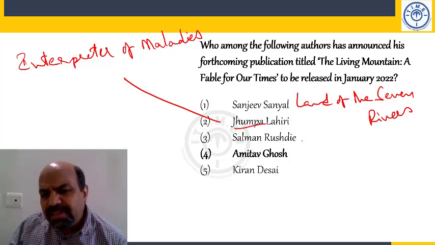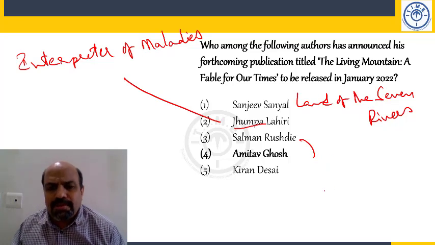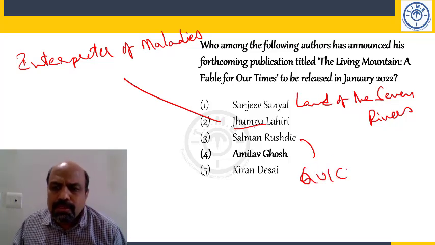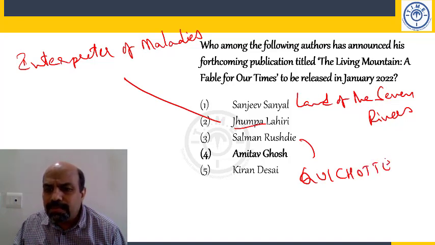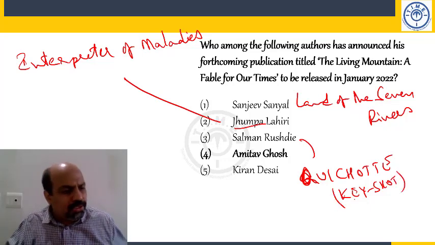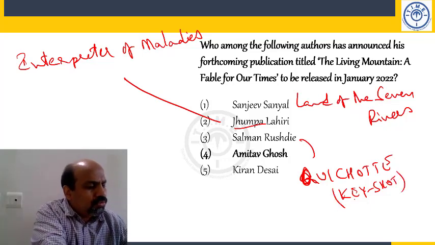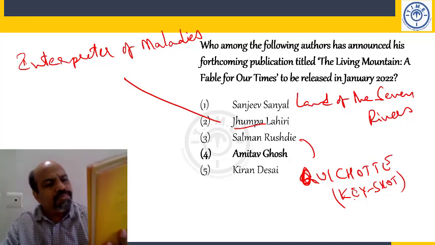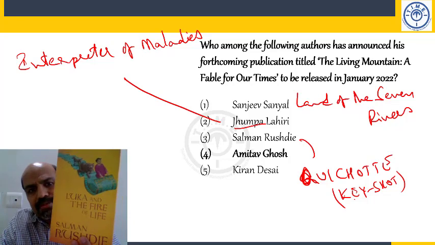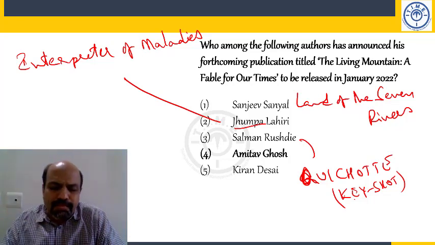Salman Rushdie, terrific chap, one of the greatest writers of the modern age. And he's written plenty of books. His latest book is this. You may get this question. It's pronounced Keyshot. I have all of his books and I can show you one. It's a terrific, light-hearted story. Luca and the Fire of Life.